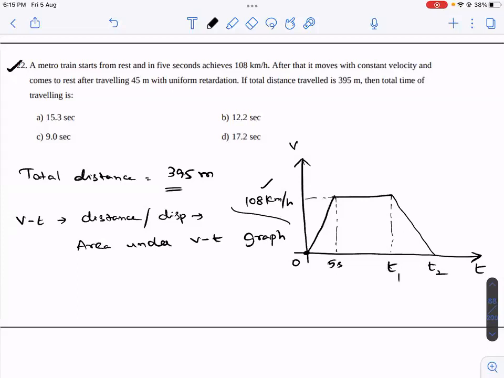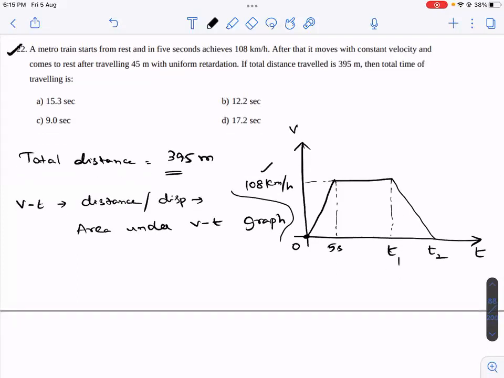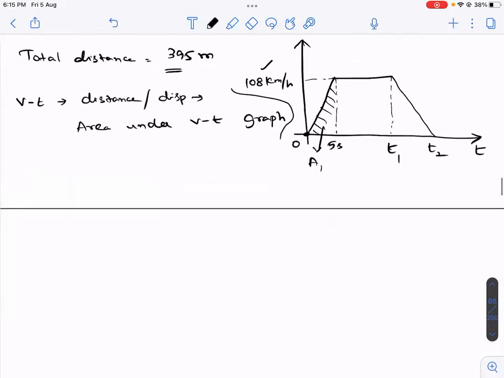Is that right? Yes, sir. Right. So we need to find the total area. If I take this first area, which I'll call A1, what is going to be the value of A1? It forms a triangle. So half into base into height.